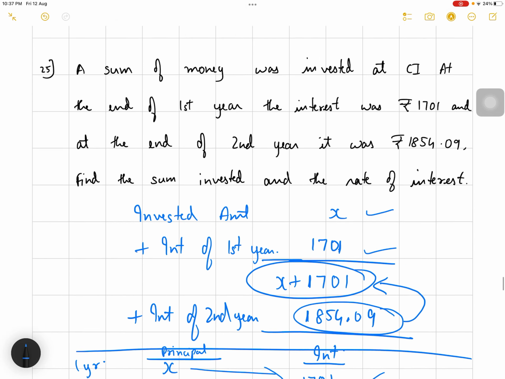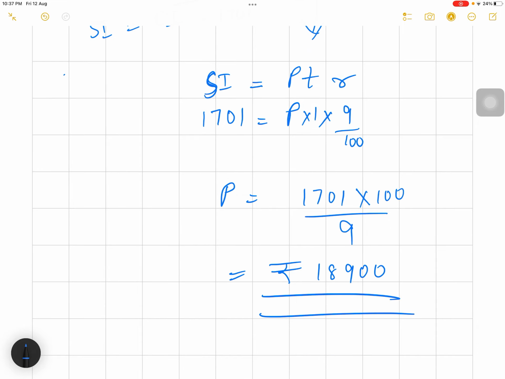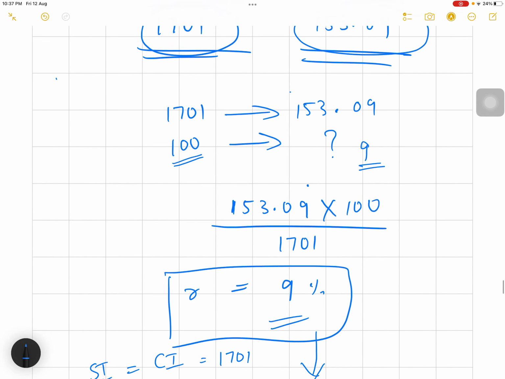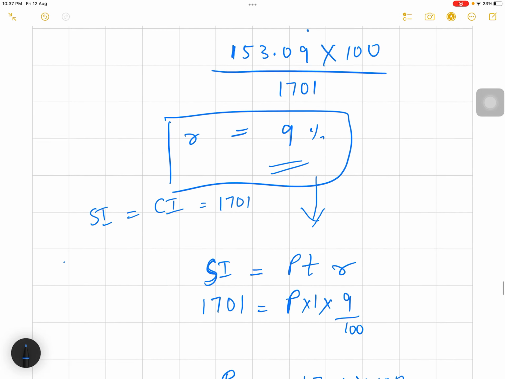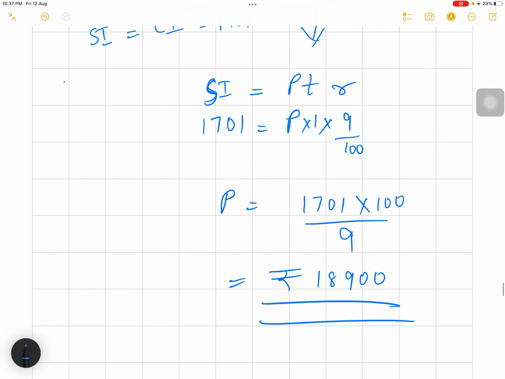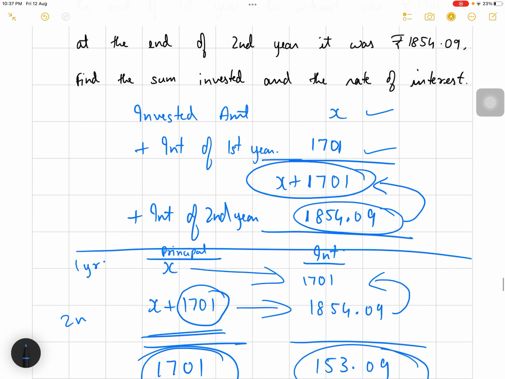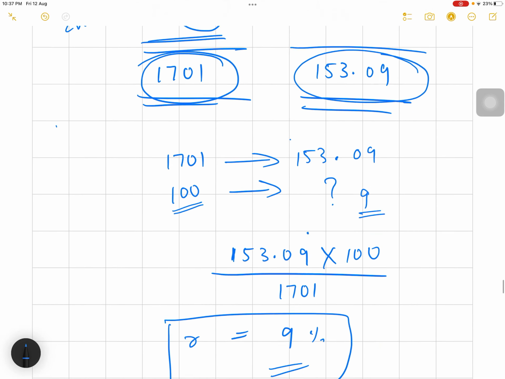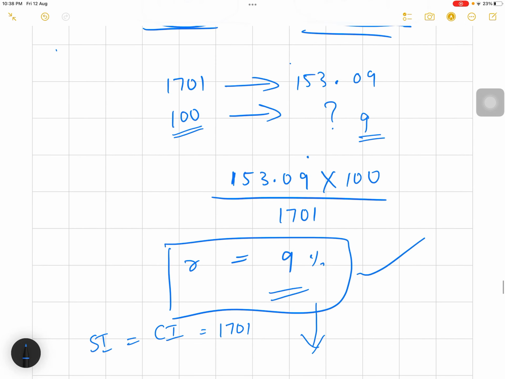I believe you have understood. If you did not understand, please put it in the comments so that I can explain the same problem in the next class as well. While writing in the exam, you can write the way I wrote it the first time. If you write this way also, it is not an issue. You can write the way you want to write it. Just make sure that the answer is correct and whatever you are doing has logic.